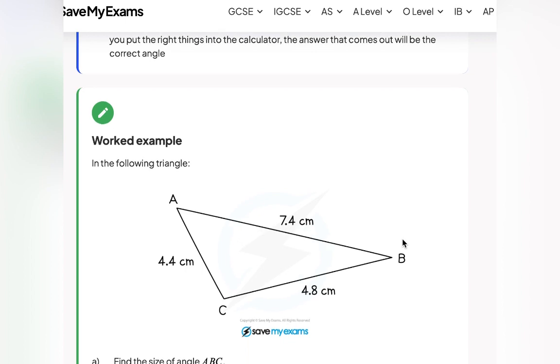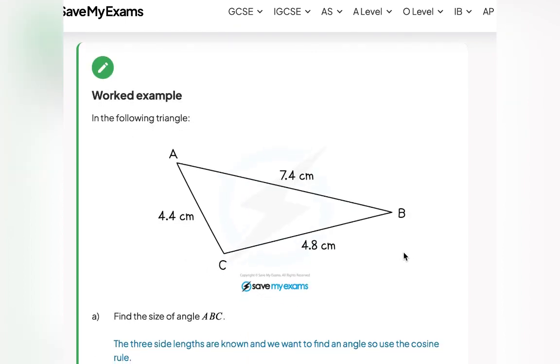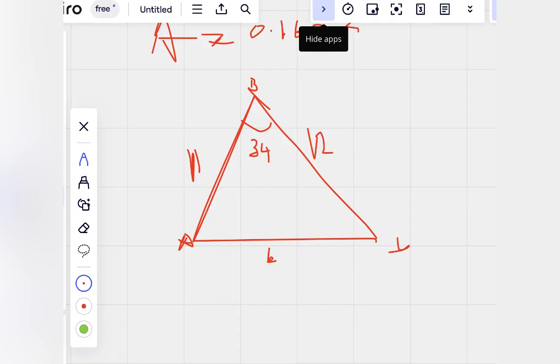Okay, this is the first example. Here we are given A, B, C. You have the value of AC, which is 4.4 centimeter, AB, which is 7.4, and BC, which is 4.8 centimeter. So here we are asked to find angle ABC, meaning angle B. When they ask you to find the size of angle ABC, they're talking about the one in the middle, which is angle B. In finding angle B, you're going to use the cosine formula. Okay, let's take a look at this quickly.